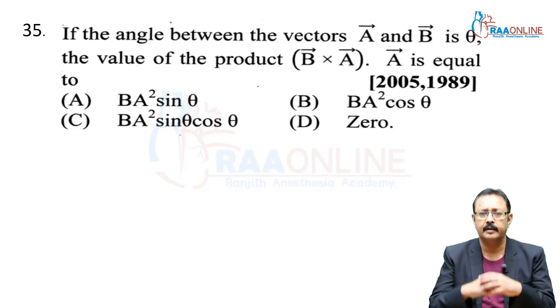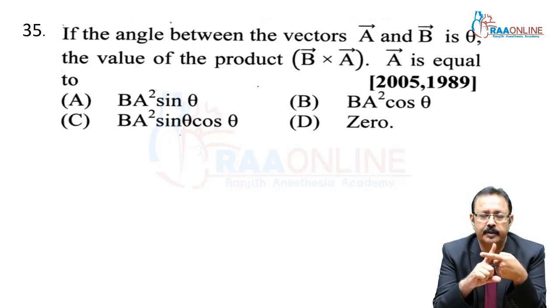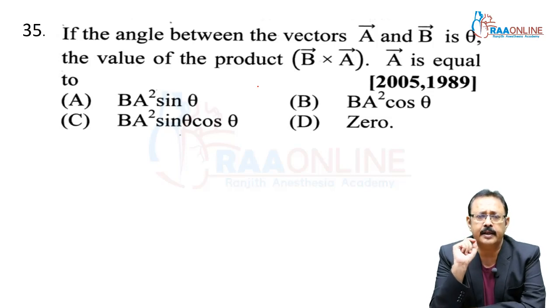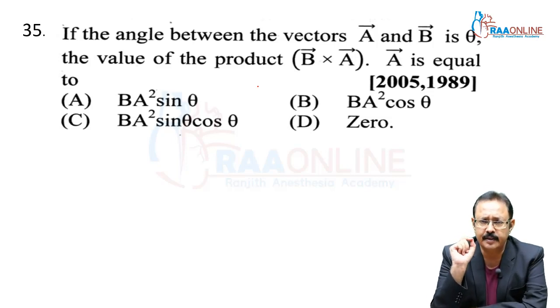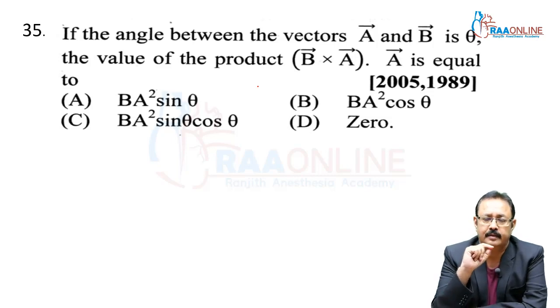We know that the dot product of two vectors is 0 if they are mutually perpendicular to each other, due to that cos theta, because cos 90 is always 0. The second concept they are merging in this is that the cross product of two vectors is always perpendicular to that plane in which they lie.